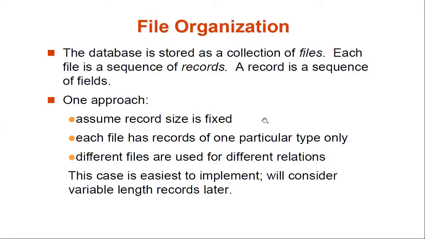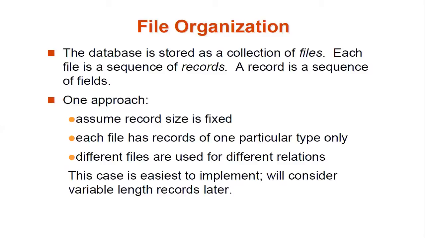So the first approach we are going to see here is that the record size is fixed. It is for some practical purpose that we can just assume your record size is fixed. There are other options also: variable record size, which we are also going to discuss. The first point is, assume record size is fixed, and each file has records of one particular type only. When you create a record, all the attributes or fields of your record will have a specific type only. You are not going to change the data type there.